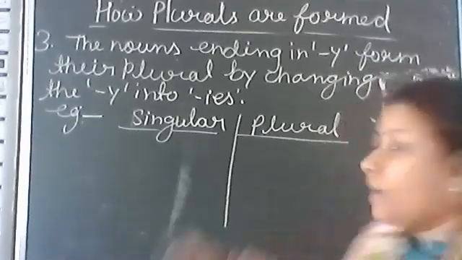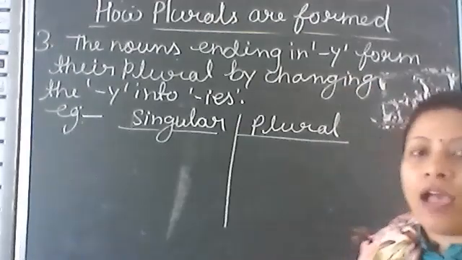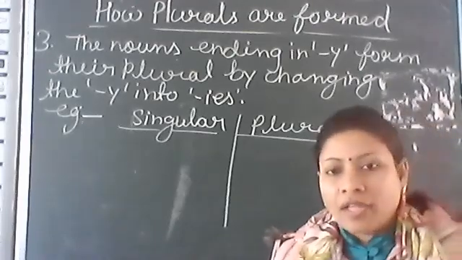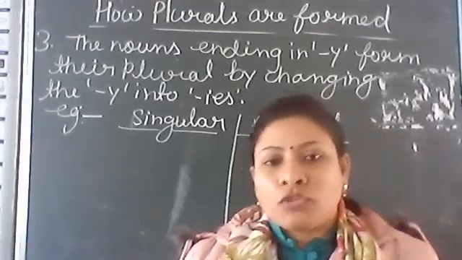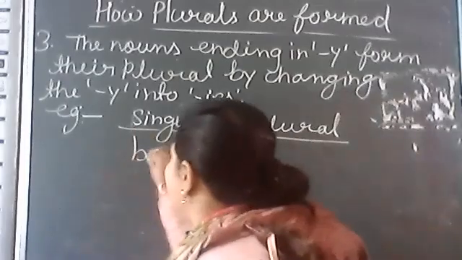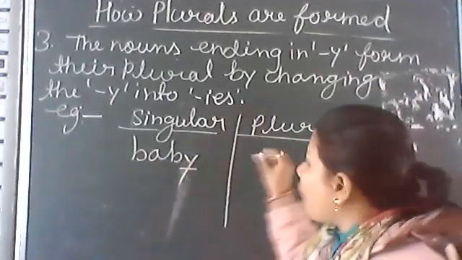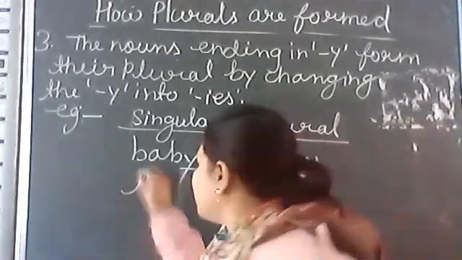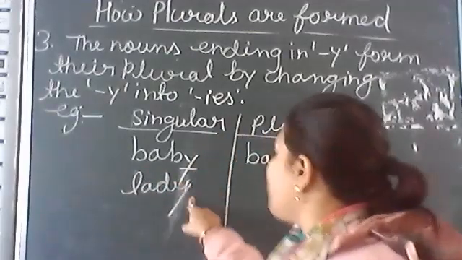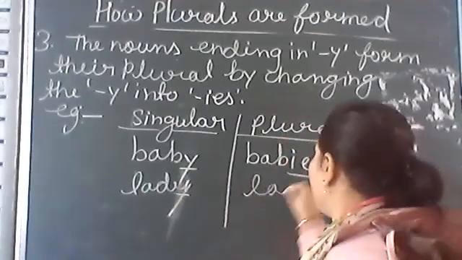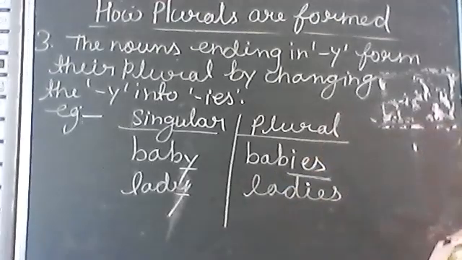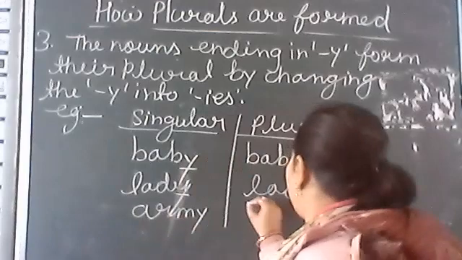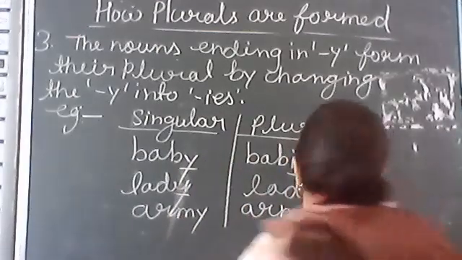Third point we have: some nouns ending in y form their plural by changing the y into ies. When some noun ends with y, we add ies to make the plural one. Example, we have baby, ending with y. When we make it plural, we have to use ies. Second, lady is singular, and when we use ies, it will be plural, ladies. Army, armies.